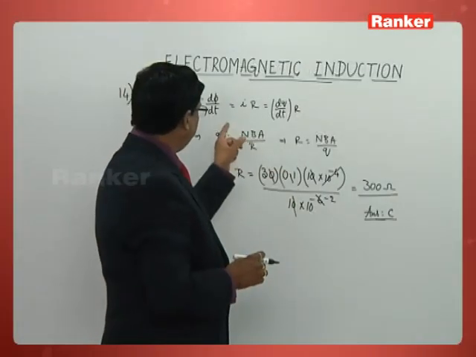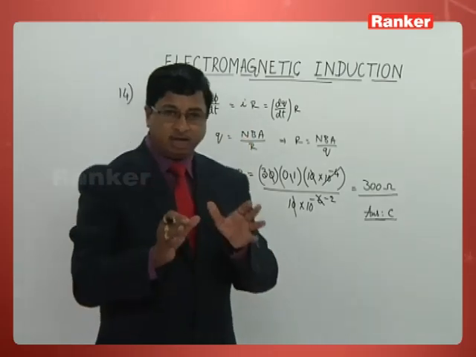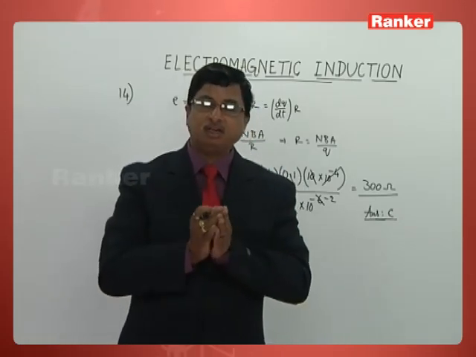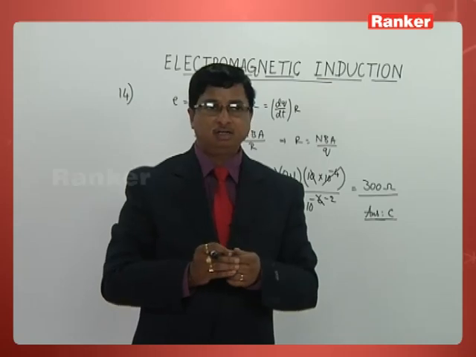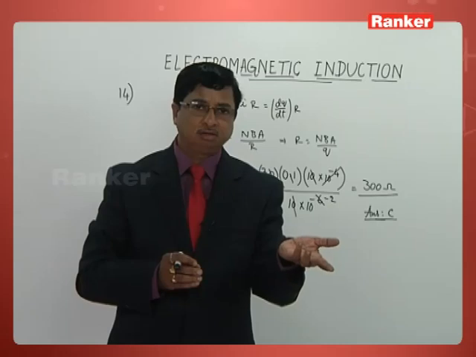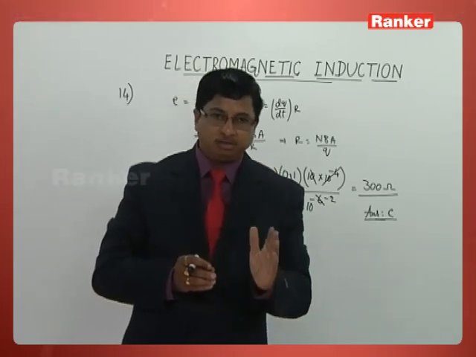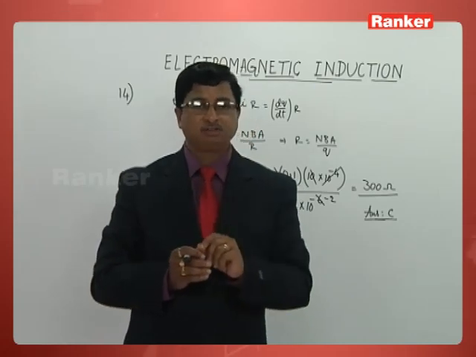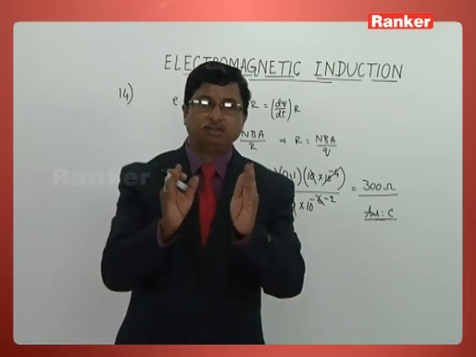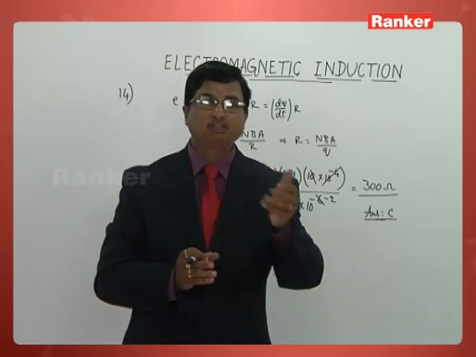Only thing in this case is, once again, Q is NBA by R. Out of that, the resistance of the combined system he is asking. Combined means one should understand that the galvanometer always is connected in series to the coil. So when the galvanometer is connected that way, the coil resistance plus the galvanometer resistance now becomes the entire resistance in the circuit, or the combined resistance of both of them in the circuit.